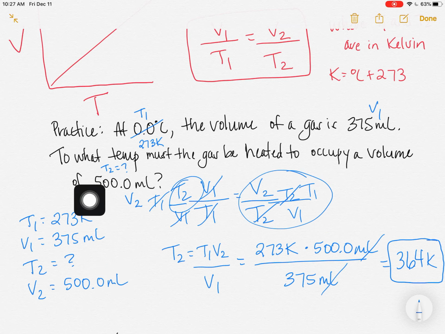Again, we can kind of justify it. So watch, the volume increased. Okay. So the volume increased from 375 to 500. And so the temperature I would expect to also increase. And so I started at 273 and I ended up with 364. So that makes sense, and I should be able to rationalize that in my brain. So that's an example of Charles' law, which relates temperature and volume to each other.